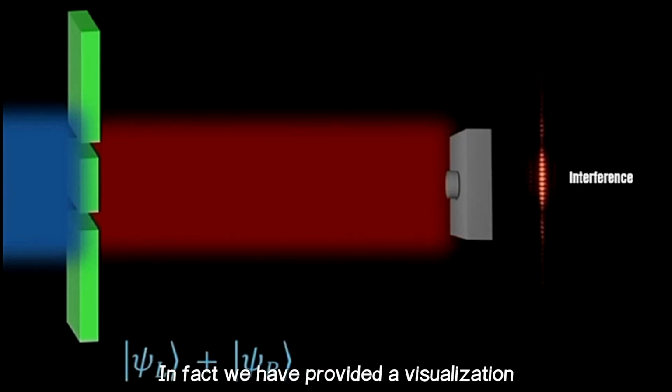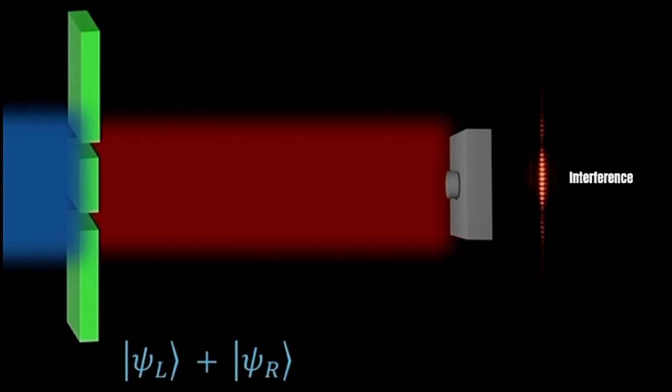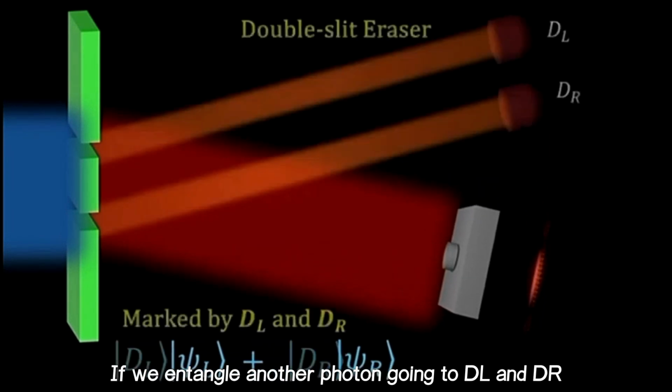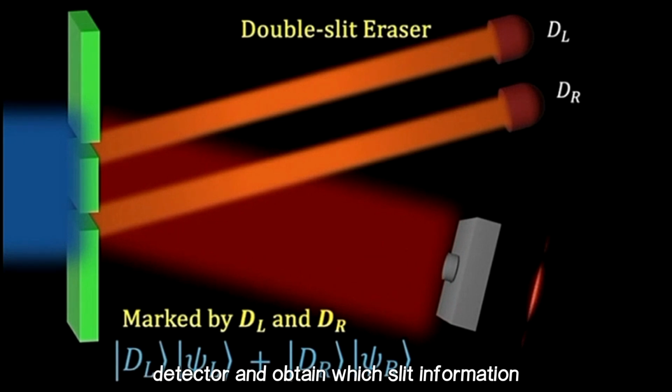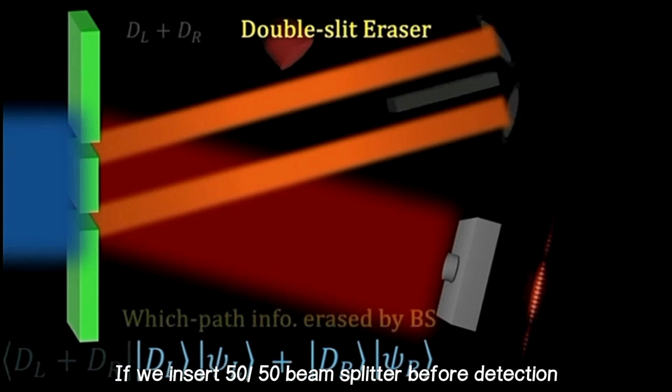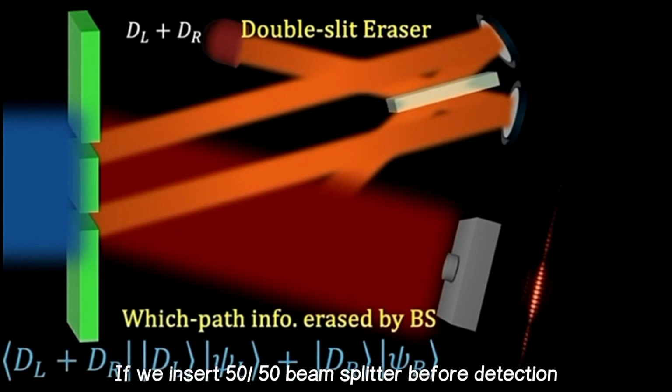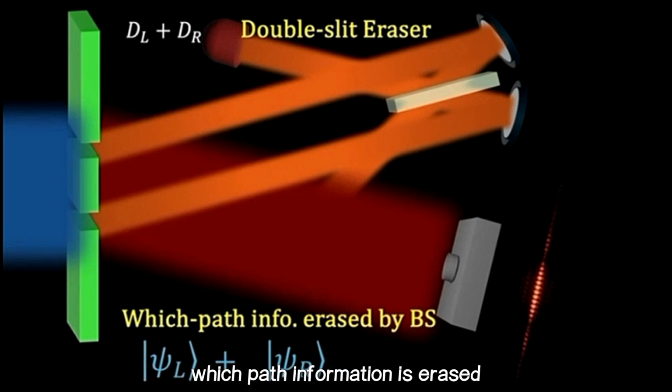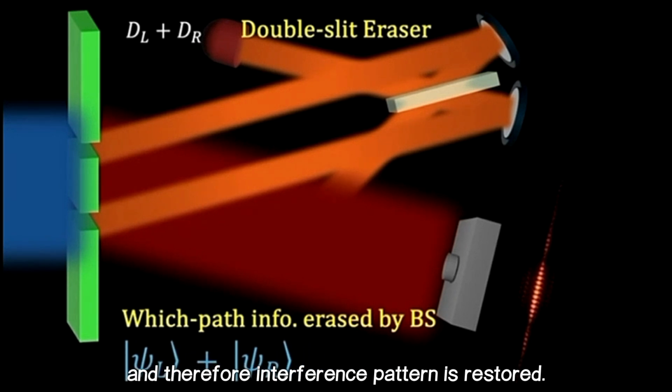In fact, we have provided a visualization of the quantum eraser action. Here is a usual double-slit experiment interference. If we entangle another photon going to DL and DR detector and obtain which-slit information, the interference pattern disappears. If we insert a 50-50 beam splitter before detection, the which-path information is erased and therefore the interference pattern is restored.